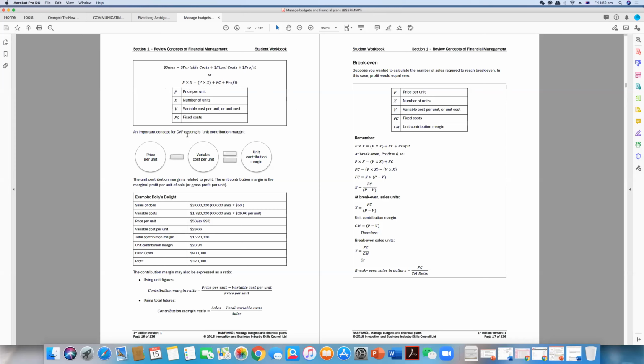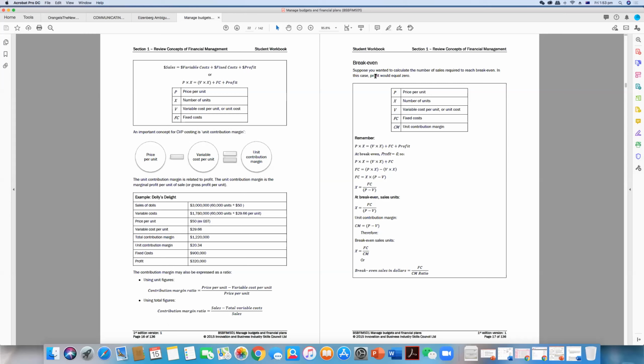And the important concept of CVP is unit contribution margin. So what is unit contribution margin? It's price per unit deduct variable cost per unit. That is called unit contribution margin. Just remember it. And there is a formula for the same thing: contribution margin ratio is price per unit deduct variable cost per unit, divided by price per unit. Using total figures, contribution margin ratio is sales deduct total variable cost, divided by sales. That is called the contribution margin ratio. So they are the same.